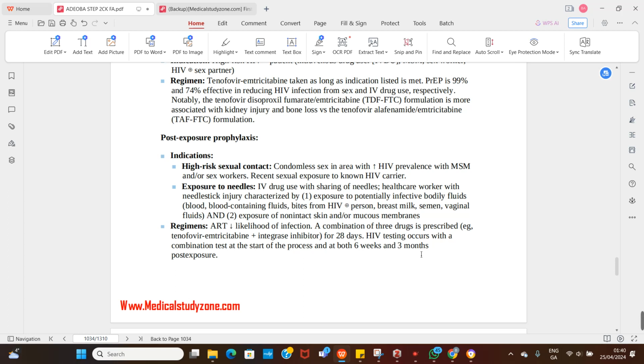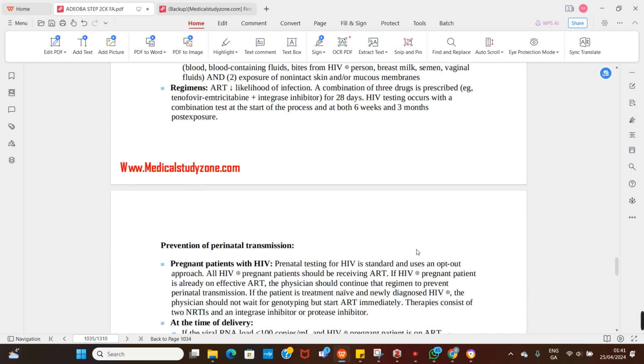But before you do that, you are going to do HIV testing through the combination technique. Don't forget the combination technique: P24 antigen with your HIV-1 and 2 antibody test, right? We should not forget that. So you do it at that moment, you do it 6 weeks after commencing the medication, and you do it 3 months after the exposure. So at the moment the incident happened, 6 weeks afterwards, 3 months afterwards. That's what you do for post-exposure prophylaxis.